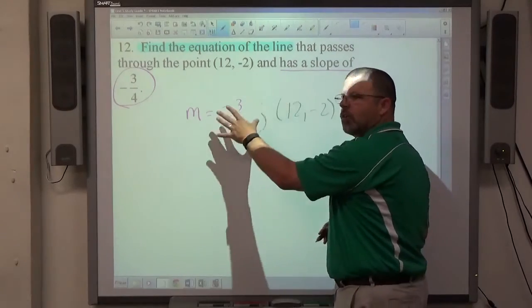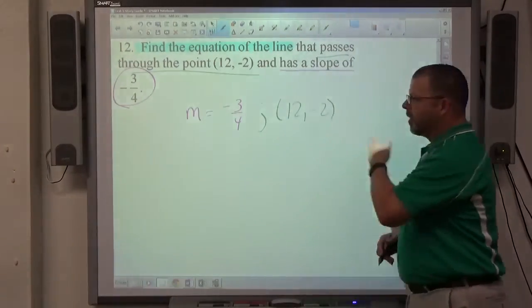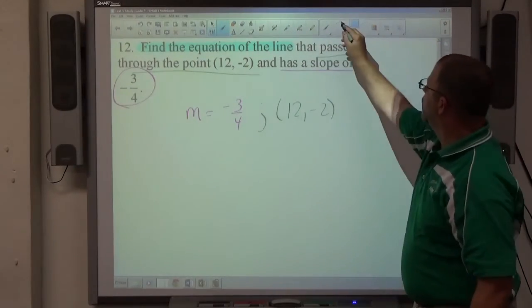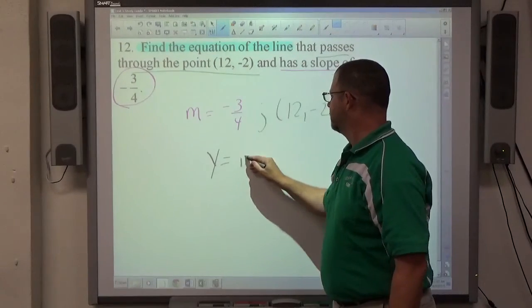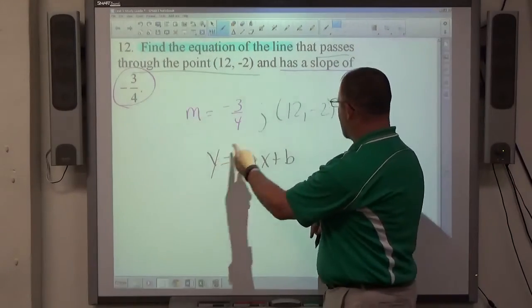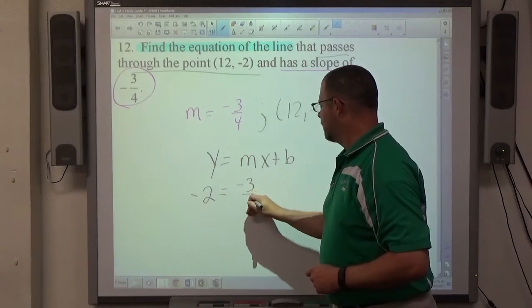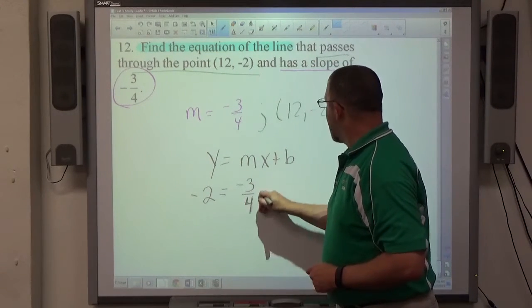As soon as I know what the slope is, the next thing I care about is what does it pass through. Okay. Once I know both of those things, I go straight to y equals mx plus b. And I substitute all those numbers in that I know. Y is equal to negative 2. M equals negative 3/4. X equals 12.